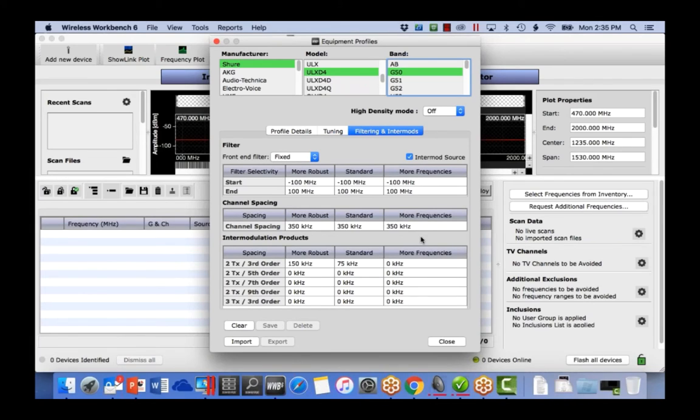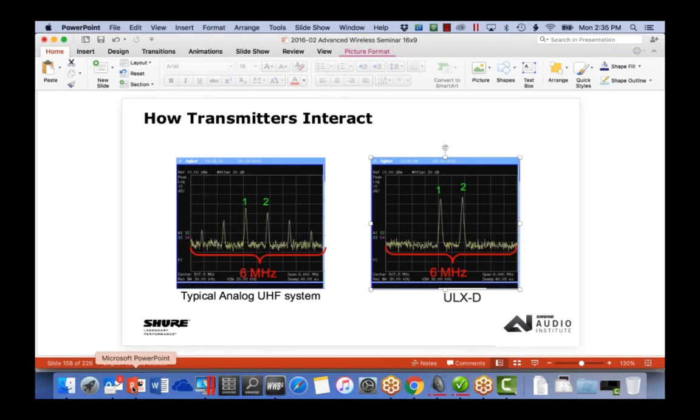And just to tie in one more thing back to the original question about digital, notice that when we look at the third order spacing on a ULXD system, it's 75 kilohertz, down from 175 on UHFR. And if we go back to the slide here, you can see when you look at two ULXDs tuned to the same frequencies as what we saw on the other side, the intermods are so low that they're basically in the noise floor.